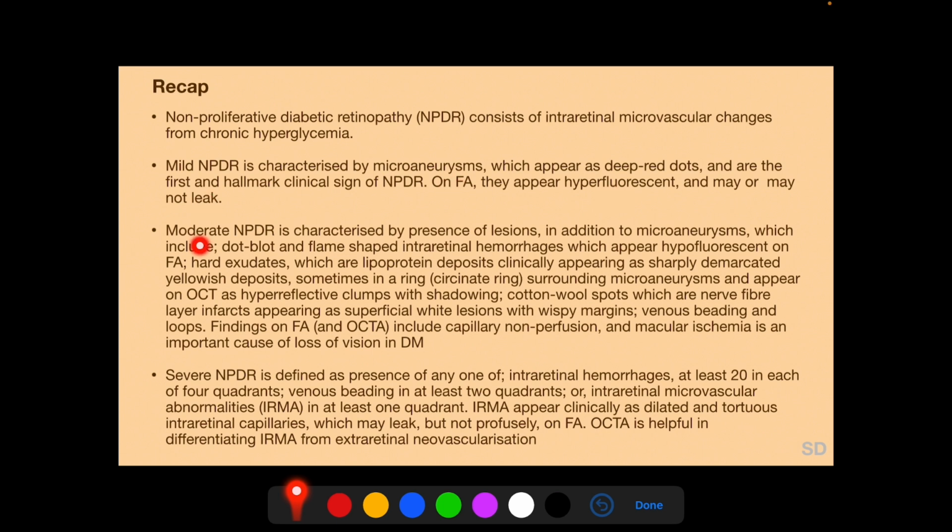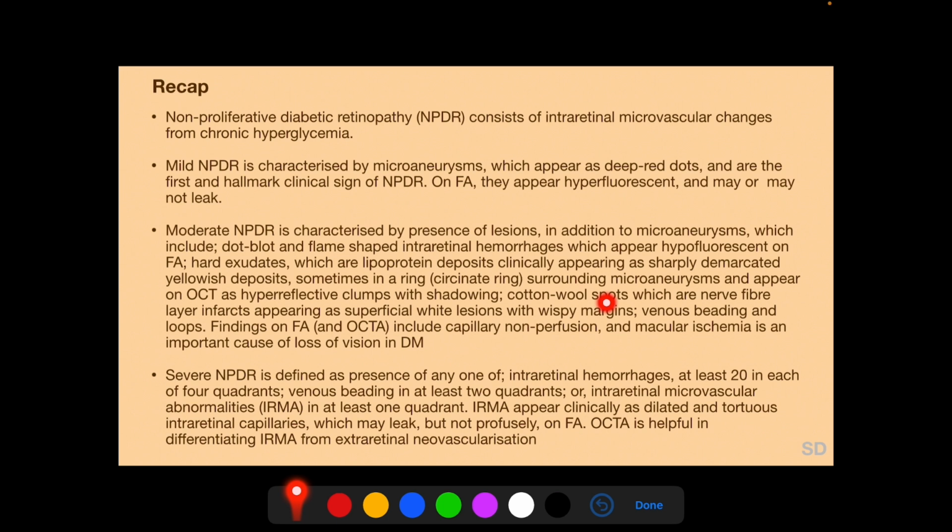Moderate NPDR is characterized by presence of lesions in addition to microaneurysms, which include dot blot and flame-shaped intraretinal hemorrhages which appear hypofluorescent on fluorescein angiography. Hard exudates, which are lipoprotein deposits in the retina, clinically appear as sharply demarcated yellowish deposits, sometimes in a ring called circinate ring surrounding microaneurysms, and appear on OCT as hyperreflective clumps with shadowing.